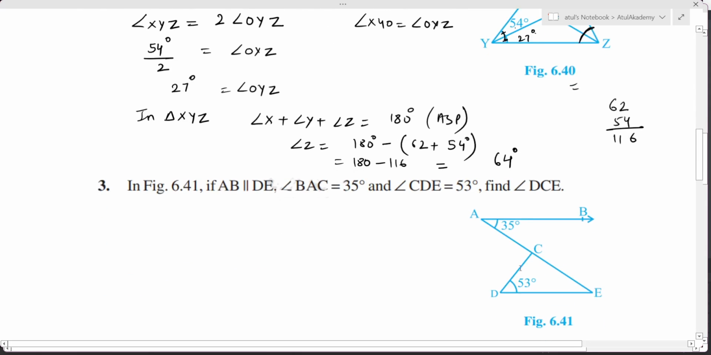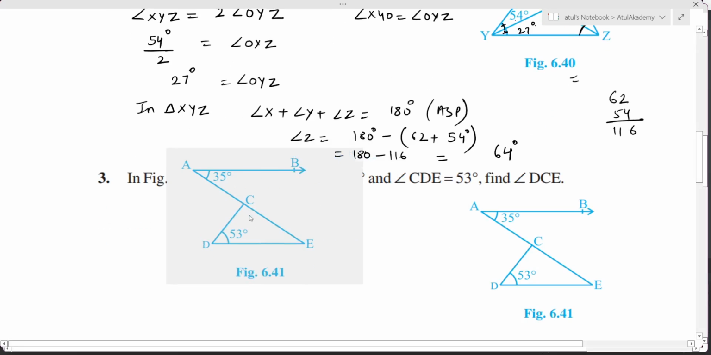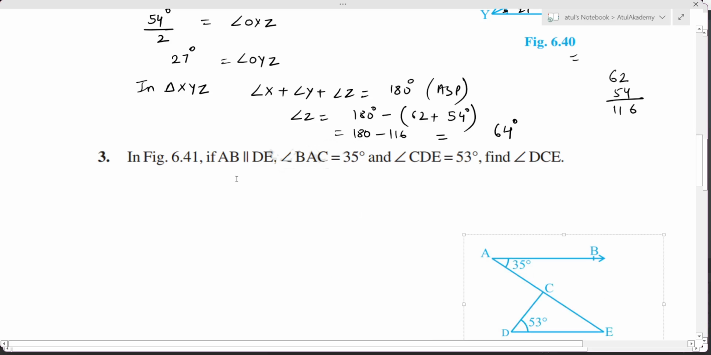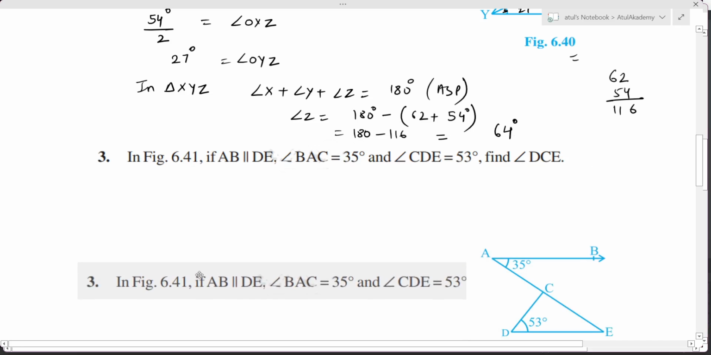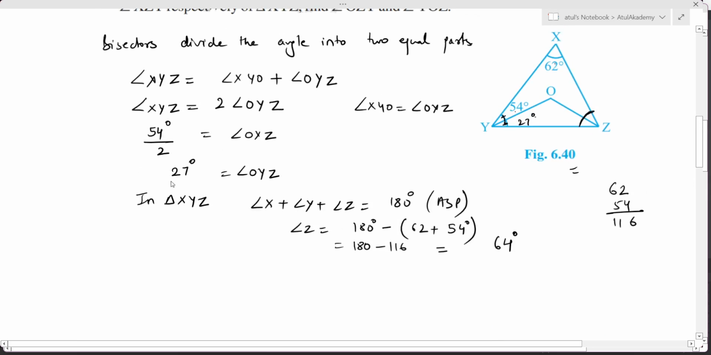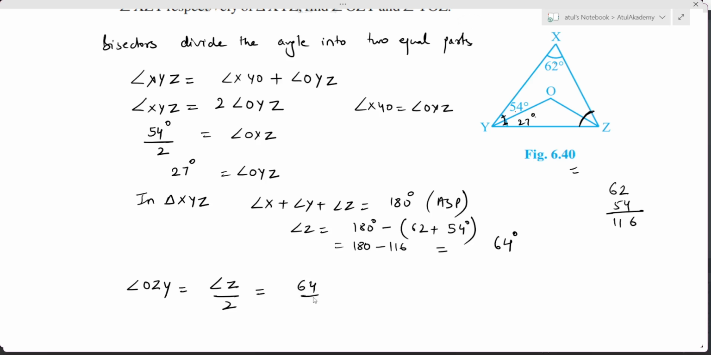The same way I can say, let me just keep it down because I need more space for this question. Yeah. So I have got now angle Z. So now again angle OZY will be what? That will be angle Z by 2, half of that, which is 64 by 2, and that's 32 degrees. It's similar to the way I did over here. Same thing.